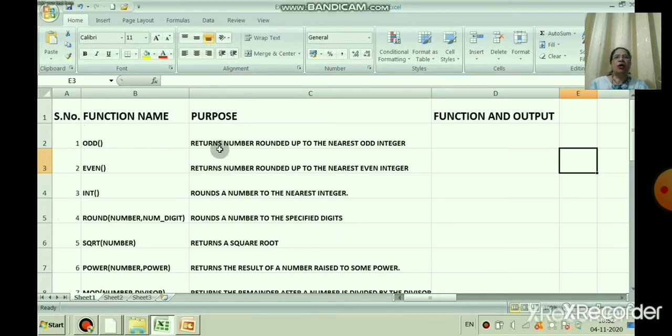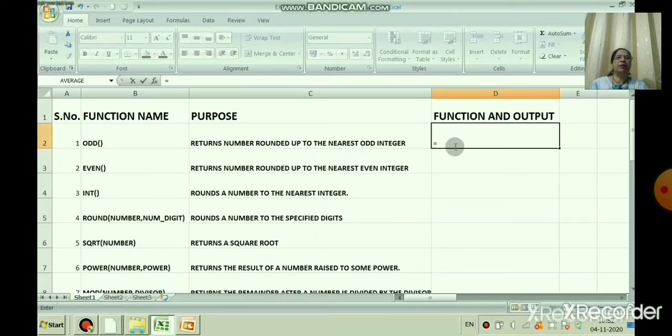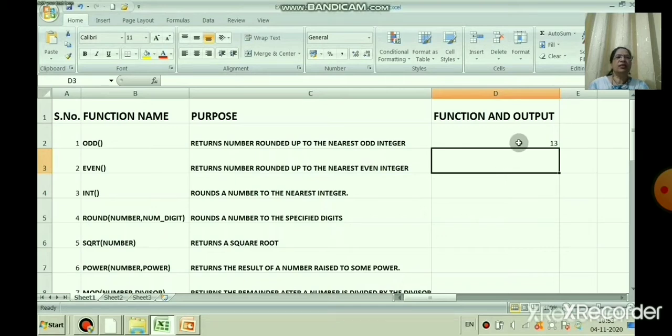So, here ODD is a function. This function returns a number rounded up to the nearest odd integer. So, the function is equal to ODD, two parentheses, in that we are going to write a number, or you can write it in a cell and you can select it. So, I have written 11.7. What is the nearest odd integer? After 11, the nearest odd integer is 13. Can you see the answer there? So, the same: simply equal to ODD and select the cell or write the number.